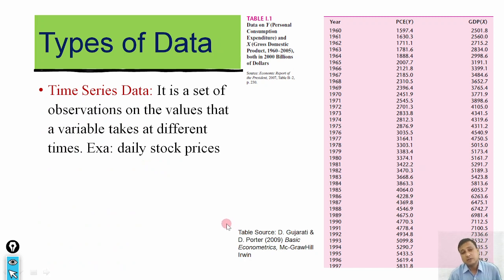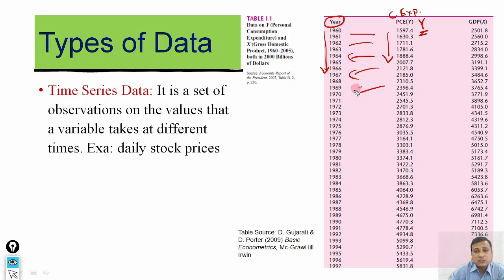Time series data. What is time series data? You will find this type of the data in any econometrics book. So time series data is a set of observations on the values that a variable takes at different times. Suppose here is the year, there are different years. Fine. And here is personal consumption expenditure, C for consumption, E for expenditure. And here is the data of one variable, and the variable is denoted by y. If the values are taken at different times, then that is known as a time series data.